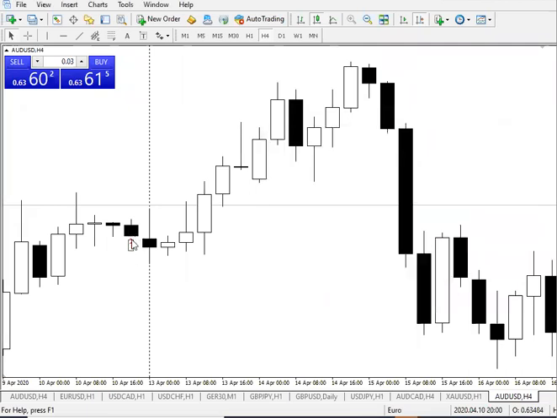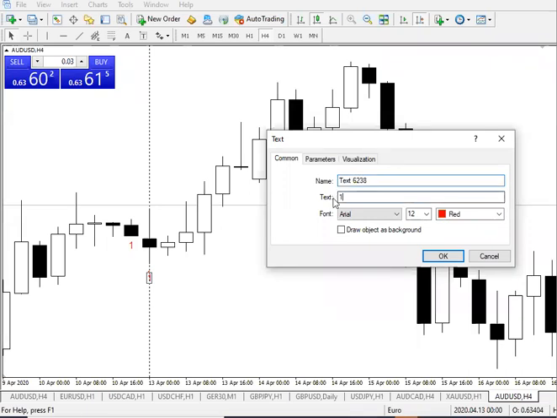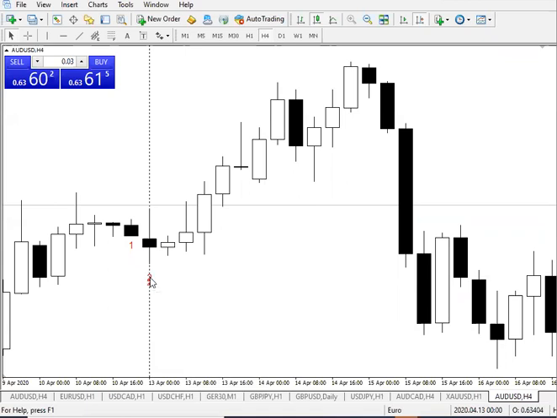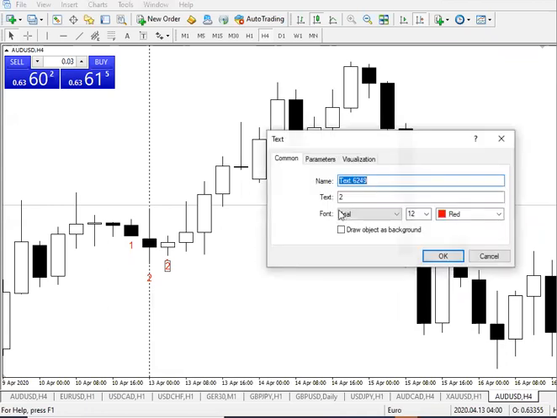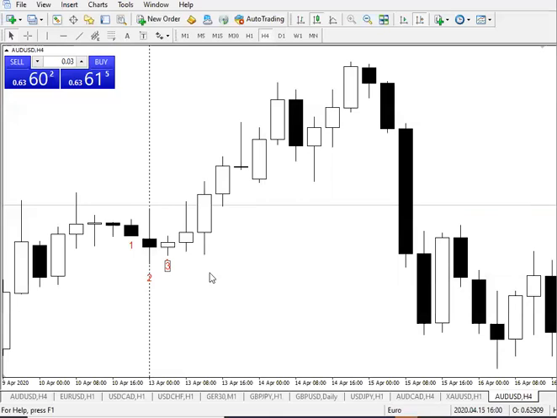That'll be bar 1. Bar 2. Bar 3. The next criteria when you see this pattern: the next bar, the 4th bar, has to close above the high of bar 3. So let's go through the pattern again.